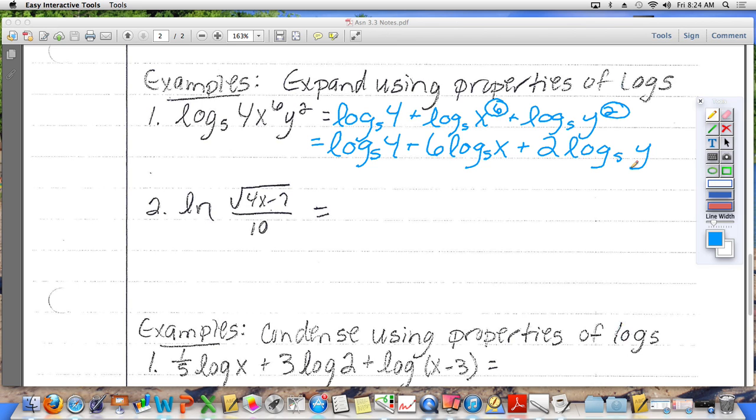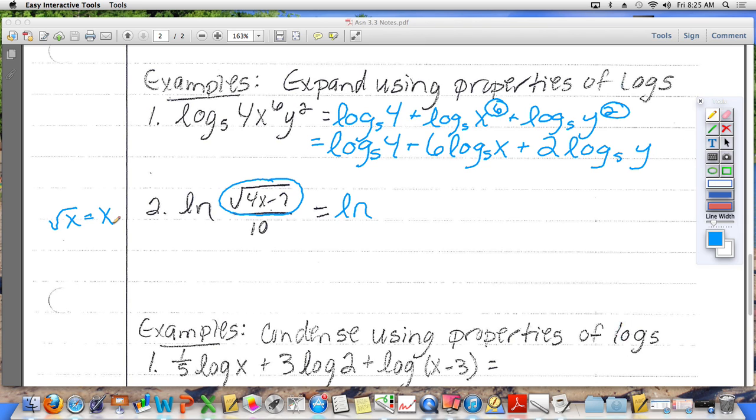We're dividing. When you divide, that means that you are going to separate them and subtract. Very nice. So this is the same thing as, by the way, I'm going to rewrite this. What does the square root of 4x minus 7 mean? What does the square root mean? If you have the square root of x, that was the same thing as having x to what power?